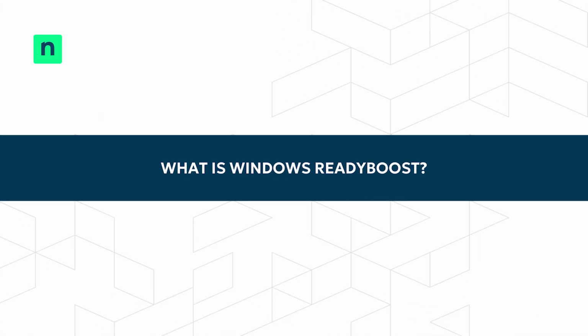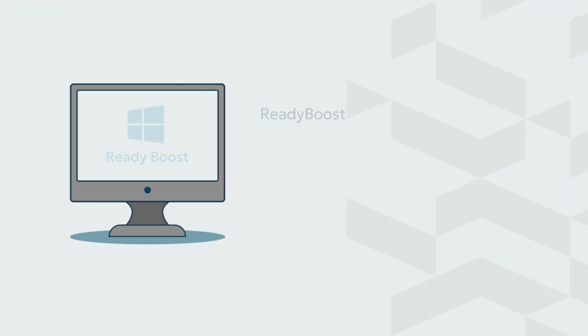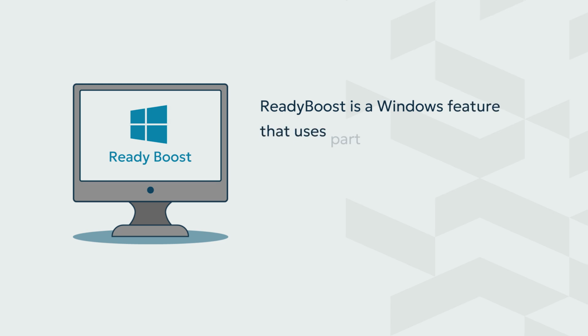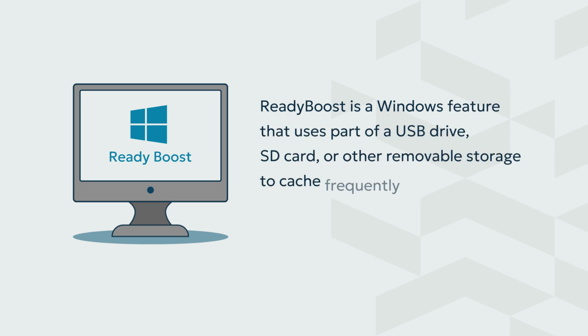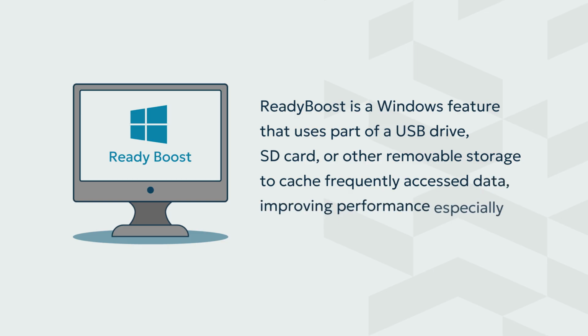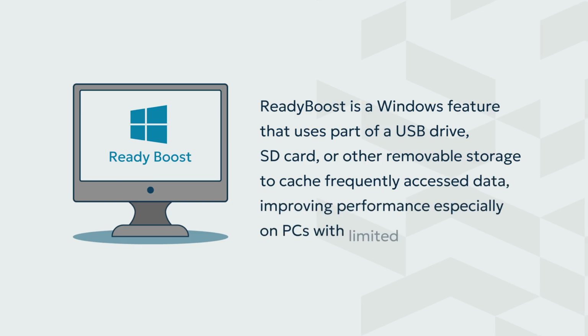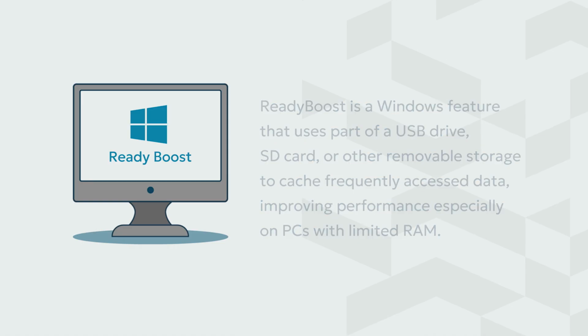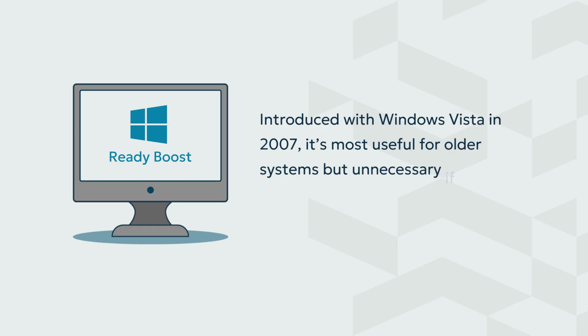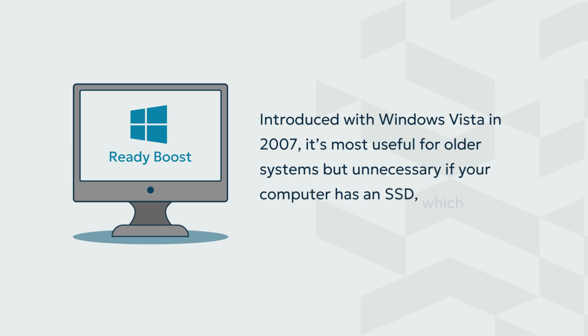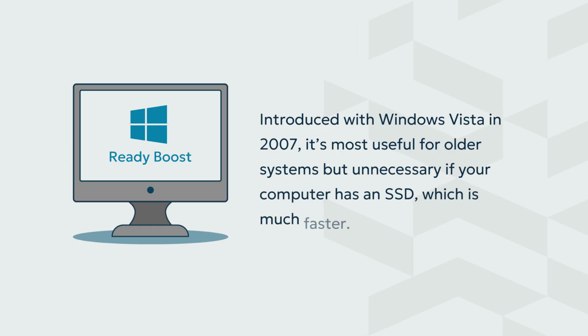What is Windows ReadyBoost? ReadyBoost is a Windows feature that lets you use a portion of a USB drive, SD card, or other removable storage to boost system performance by caching frequently accessed data, helping your PC run faster, especially if you have limited RAM. Originally launched with Windows Vista in 2007, ReadyBoost is most helpful on older PCs, but it's unnecessary if your computer already has a solid-state drive, SSD, which is much faster.